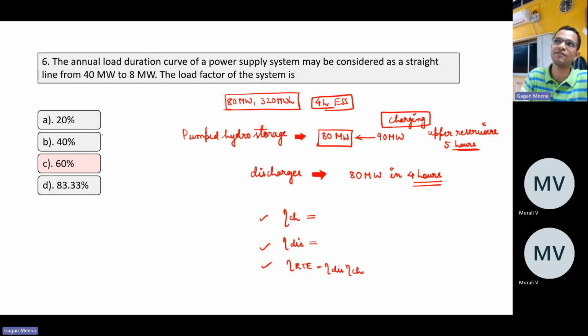Now we have very huge batteries. In Australia, I think the biggest battery is around 640 megawatt or so. Now we have gigawatt scale batteries also. That is not a single unit; they are made up of multiple series parallel units. So yes, 80 megawatt is possible.